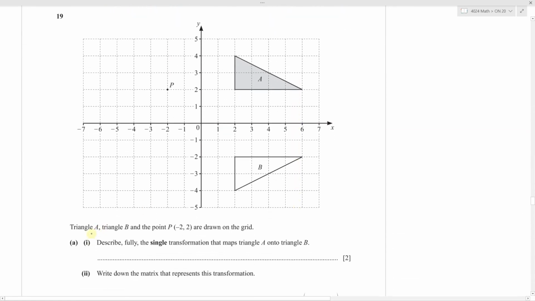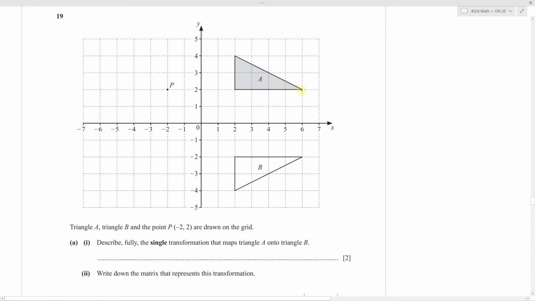Question number 19 is triangle A and triangle B and the point P at minus 2 and plus 2 are drawn on the grid. Part A1 is describe fully the single transformation that maps triangle A onto triangle B. The size of the two triangles is the same, so this is not an enlargement. This is also not a translation because the orientation of the triangle has changed. In a translation you only move the triangle around, you don't change its orientation.